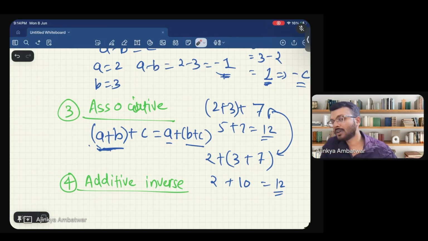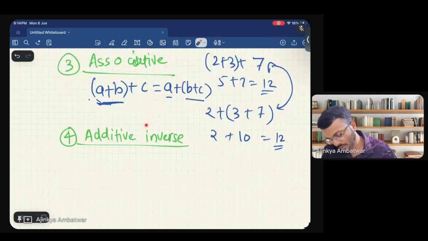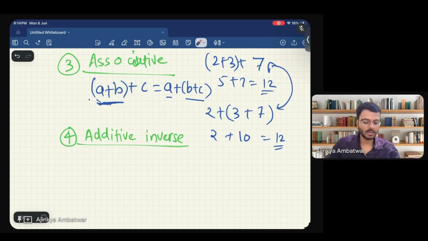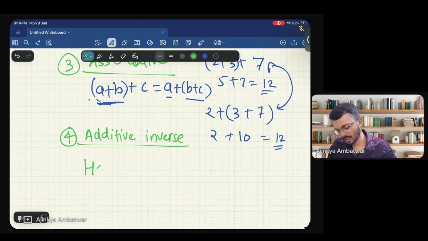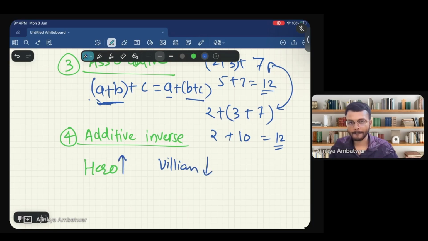Now, additive inverse. Do you understand what this additive inverse means? Inverse. What does inverse mean? Math में या फिर life में what does inverse mean? Inverse का मतलब, do you understand what is inverse? Opposite. Like in a movie, you have a hero, right? You have a hero in movie, and opposite to him there is a villain, right? So if hero is a good guy, villain is equally bad guy, right?